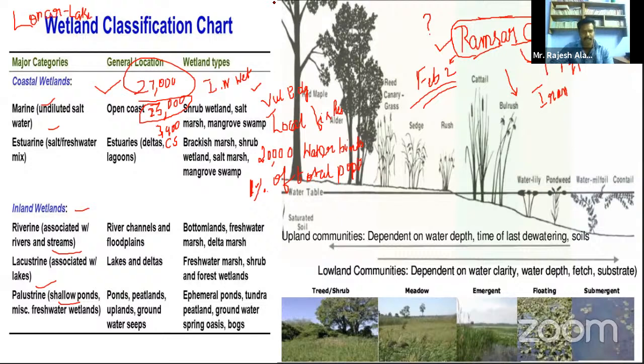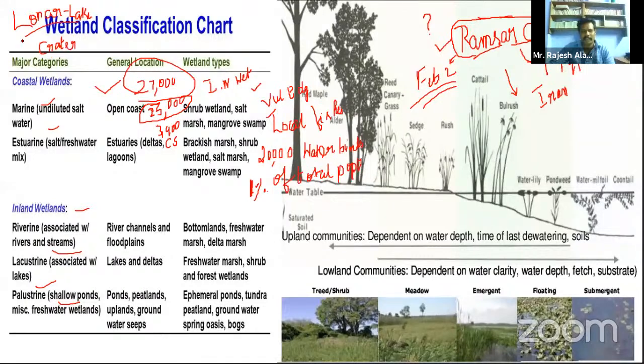Any idea, sir? This was in current affairs. Can someone tell, sir, where is Lonar Lake? It is the only crater lake. Maharashtra, very good, Nikki. It is a crater lake. Even in offline classes, we discussed it.